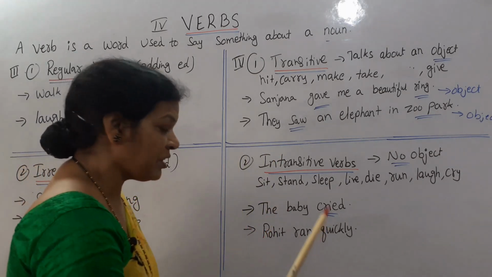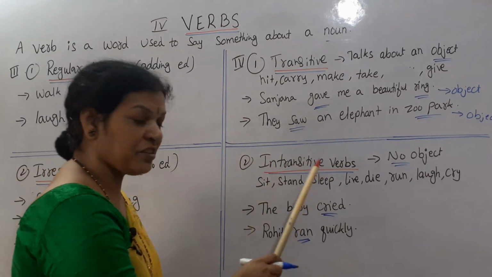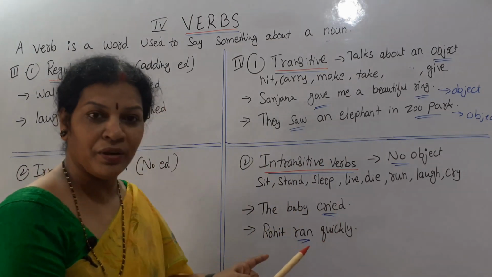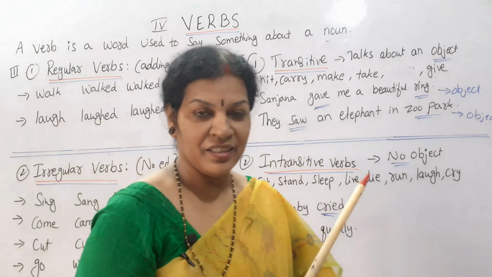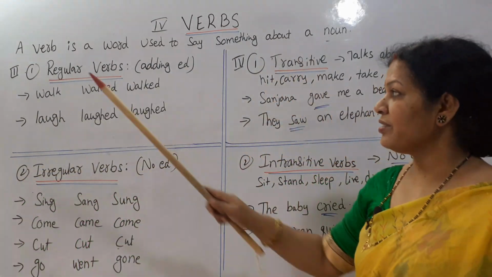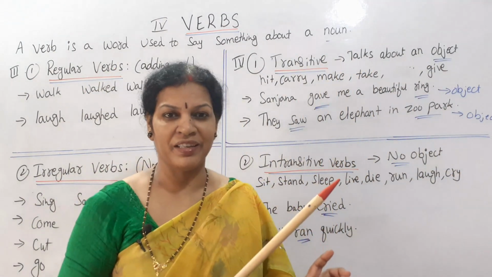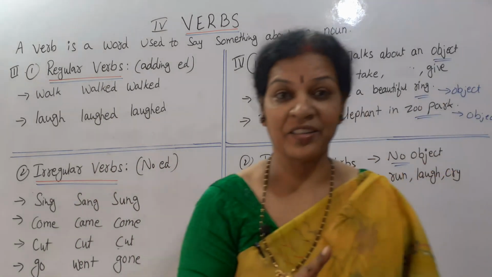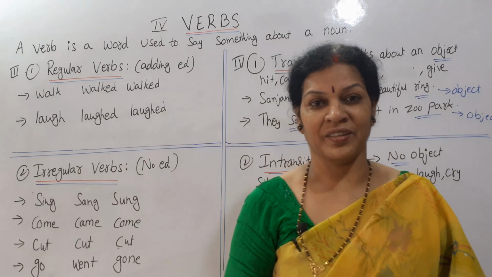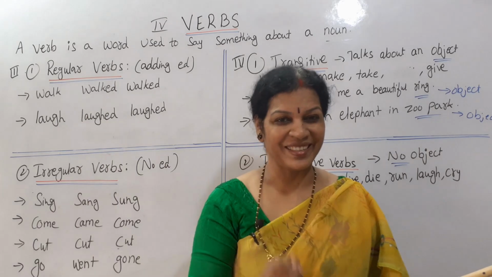In the same way, Rohit ran quickly. Ran is a verb. What kind of verb? Intransitive verb, because there is no object. Can you find any object here? No. So that is why it is an intransitive verb. So in this slide we have discussed 4 types of verbs: regular verbs, irregular verbs, transitive verbs, intransitive verbs. Am I clear? Take a screenshot. If you understand these types of verbs, then in the next slide we will have a quiz. So just stay connected.